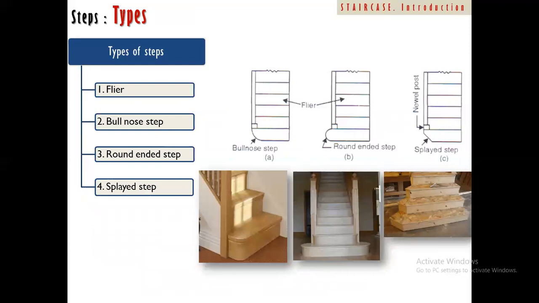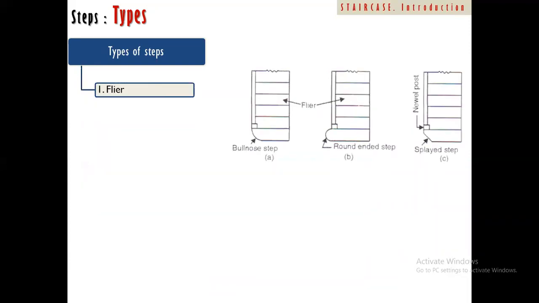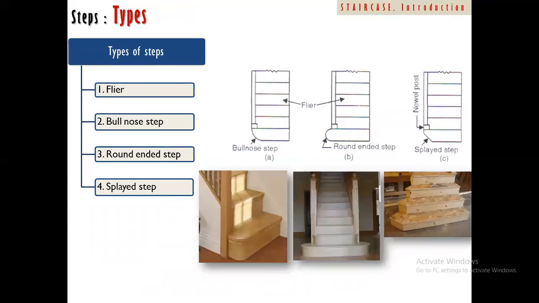Now, what are the types of steps? We have seen the steps. Now, what are the types of steps? One is the flyer. Here you can see the flyer. So what is actually the flyer? These are the flyers. Then the bullnose steps.